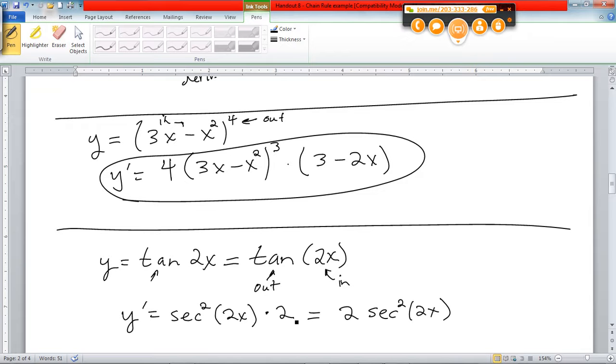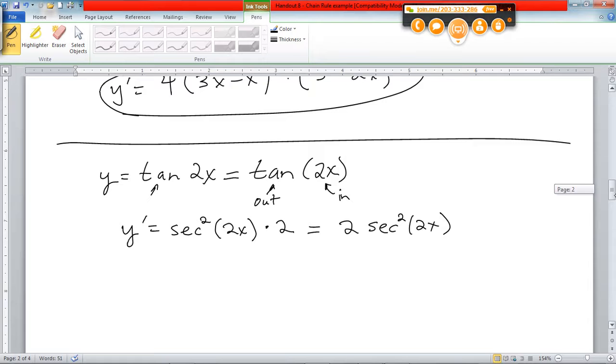Right, because I guess it is good to review here. Can I multiply the 2 times the 2x, get 4x? Can't do that. Cannot multiply this 2 times the 2x because the 2x is inside the secant. The 2 is not. So it's just 2 times secant squared 2x.